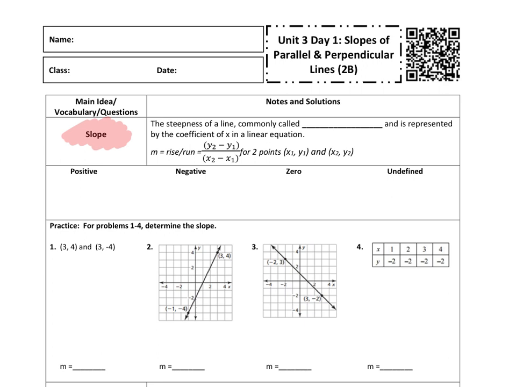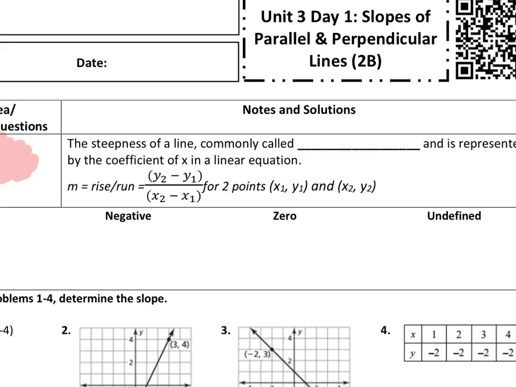There are many different ways to find slope. So slope is defined to be the steepness of a line. When we're talking about a slope, we're talking about how steep the line is. It's represented by the coefficient of x in a linear equation. And if you remember, the coefficient of x in a linear equation is the letter m. So we use the letter m to talk about slope all the time.